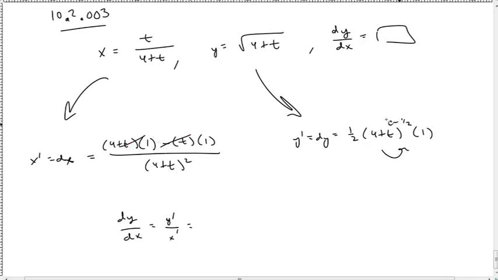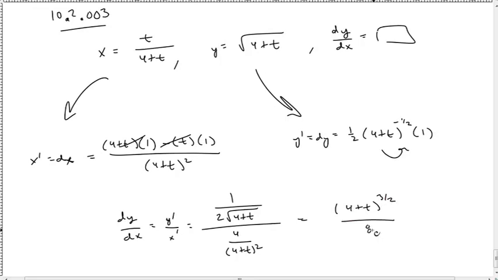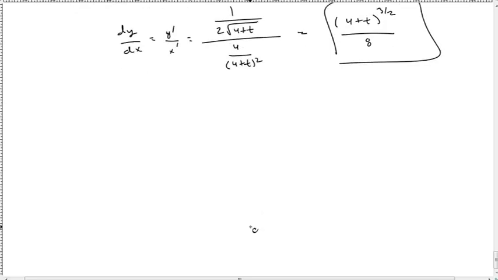And so this also right here is in the denominator. And so my y prime is actually 1 divided by 2 square root of 4 plus t. And then in my x prime, I actually have a 4 divided by 4 plus t squared. This actually all combines together. This one comes to the very top and cancels a little bit with these. These guys here combine, and I get 4 plus t to the 3/2, all divided by 8. Okay, that's it. We're done. I took the derivative. Okay, let's do another one.